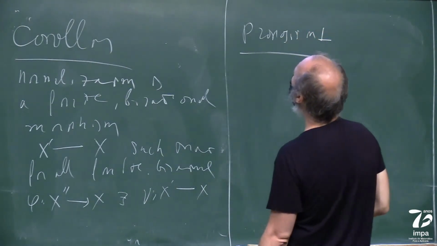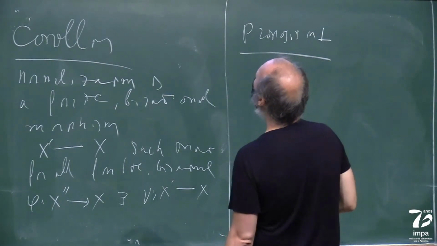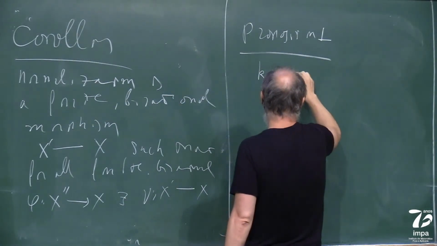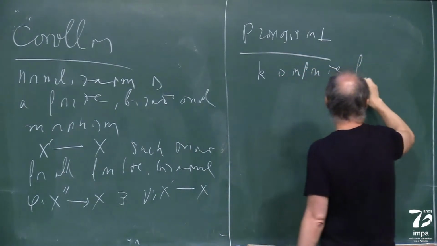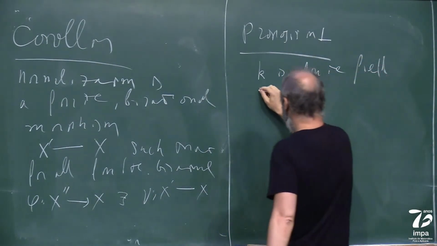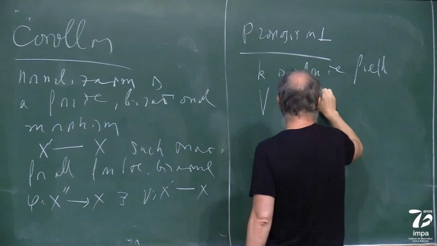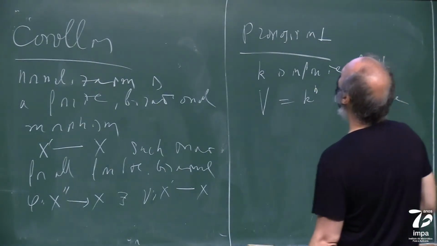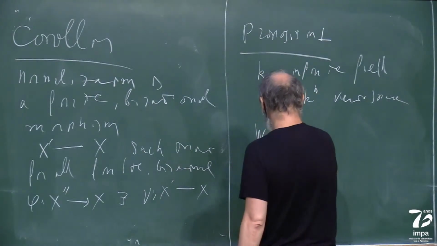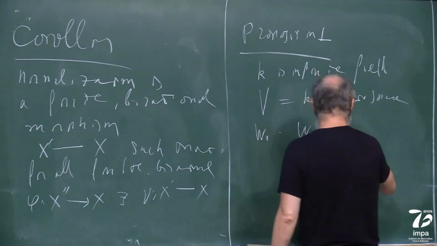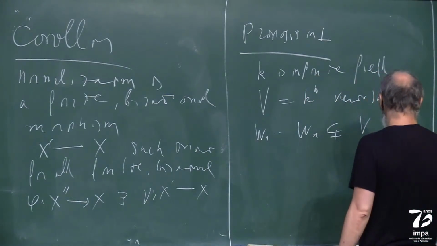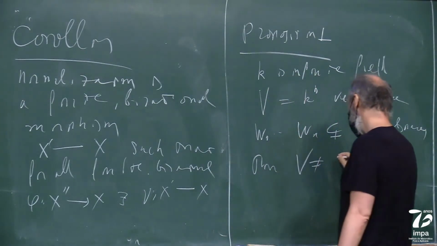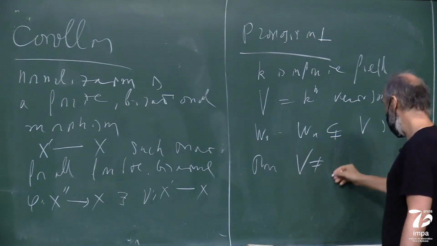We have an infinite ring K. Characteristic 0 is not needed, but what is needed is that K is infinite. V is a vector space. And now we have W1, ..., Wn, proper subspaces. Then V is not equal to a union of all Wi.